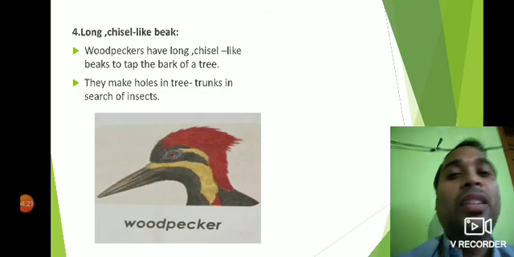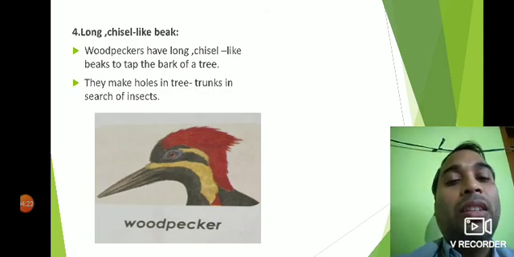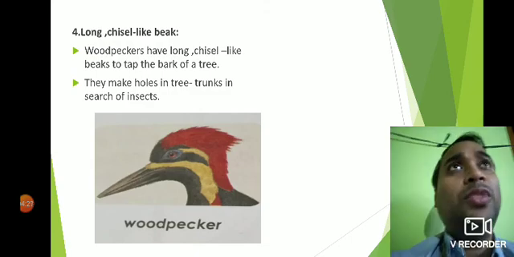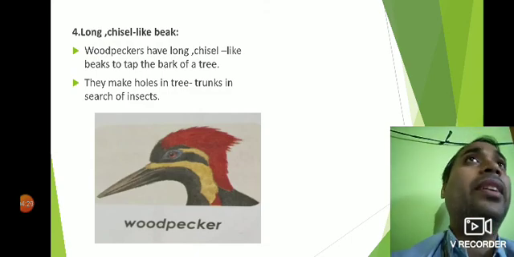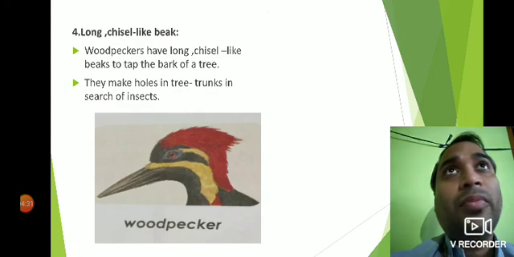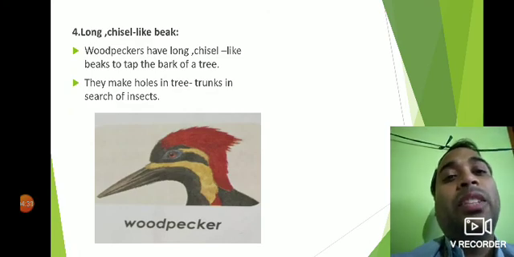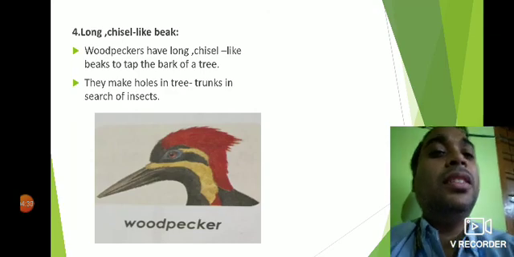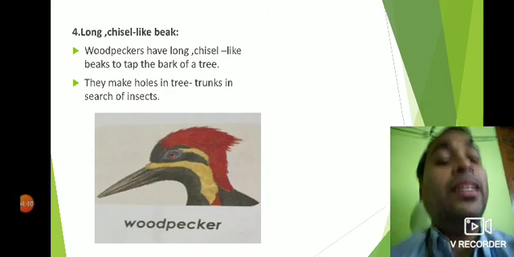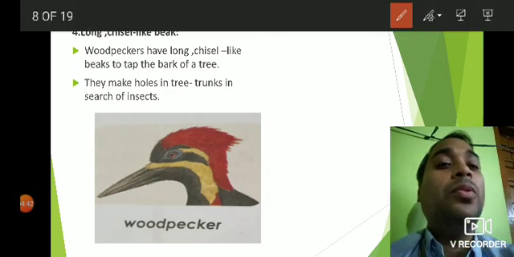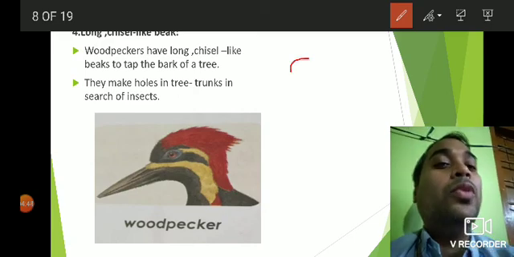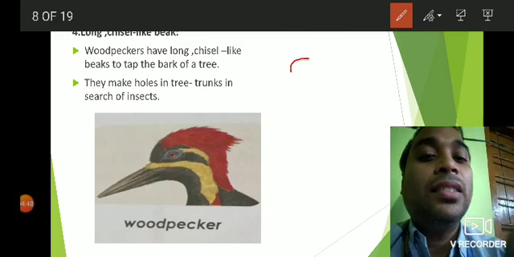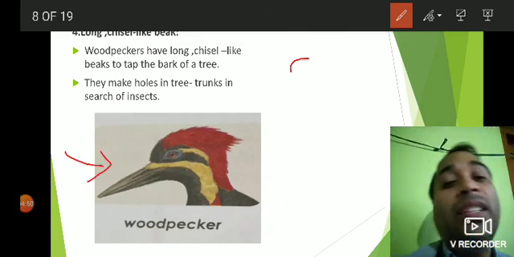Then we have a long chisel-like beak. Woodpeckers have long chisel-like beaks. A chisel is a tool that is basically used by carpenters to cut wood. So similarly, woodpeckers, you can relate them. A chisel is generally carried by whom? Carpenters, to cut the wood. So you can relate directly. Chisel-like is an example you can easily remember: it is woodpeckers.